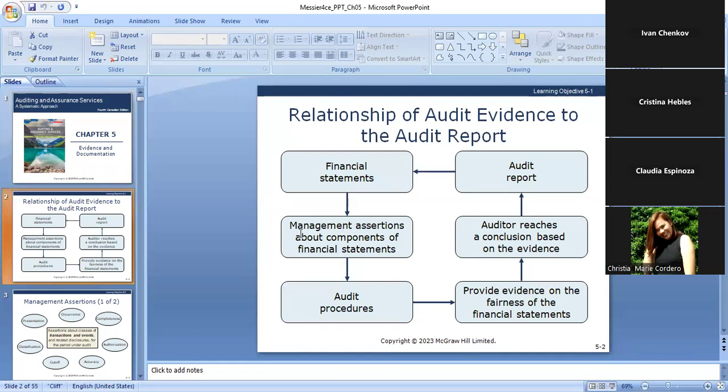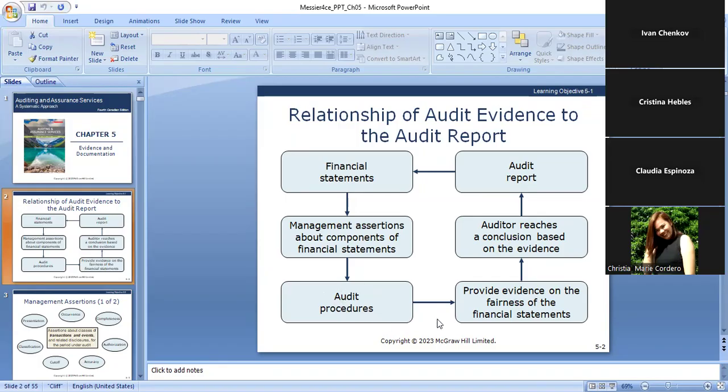Then we're going to have the management assertion about the components of the financial statements. So we have to get something from management saying, okay, these are the financial statements, and everything is in the financial statements. Based on that, we're going to assess the risks, and we're going to start working on the audit procedures.